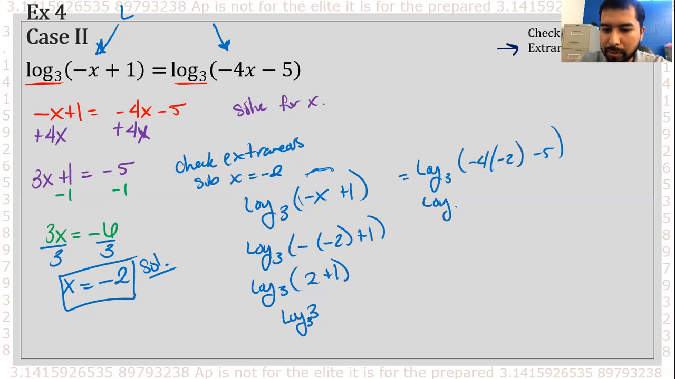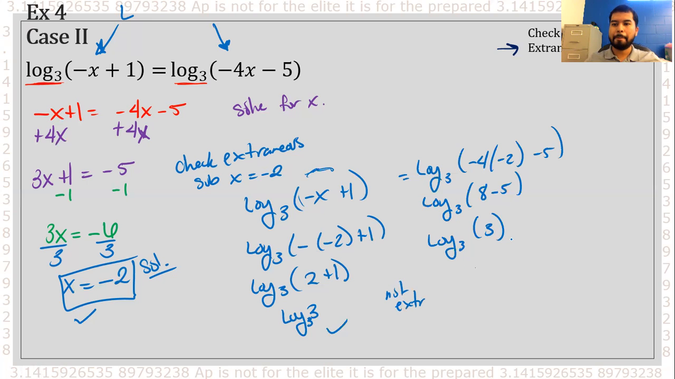So it's going to be log of 3, negative 4 times the negative 2 minus 5. And I'm going to go ahead and simplify this. Negative 4 times 2 gives me an 8 minus 5. Quick maths tells us that this will be a 3. So notice how it did work. So it is a real solution for this because it is not extraneous, right?